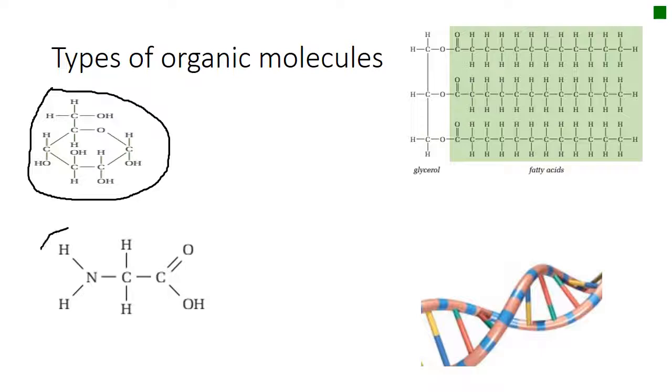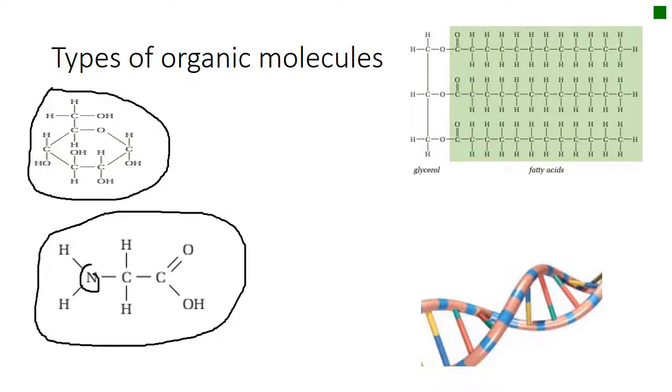And this molecule here is what's called an amino acid. An amino acid is the basic building block of proteins. So proteins are just large chains of amino acids. And amino acids, you can recognize them because they contain nitrogen, carbon, hydrogen, and oxygen, whereas carbohydrates up here just contain carbon, hydrogen, and oxygen.